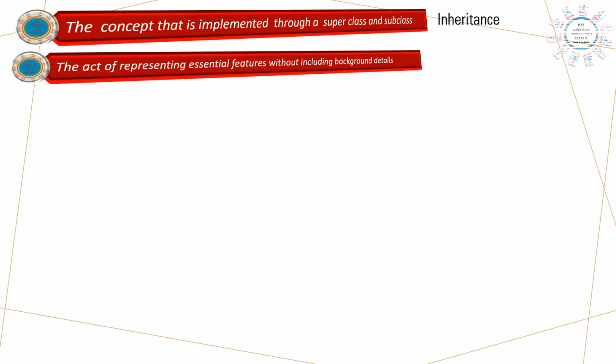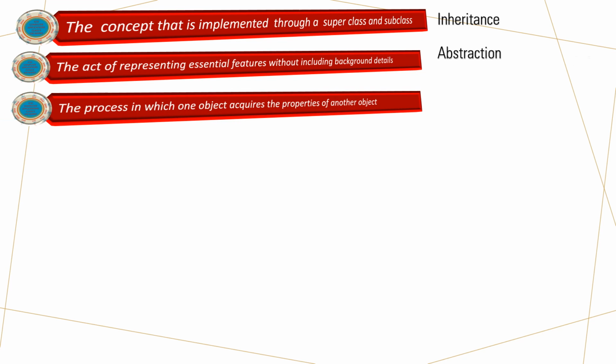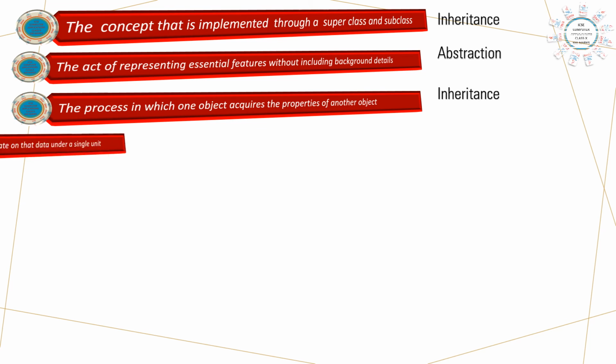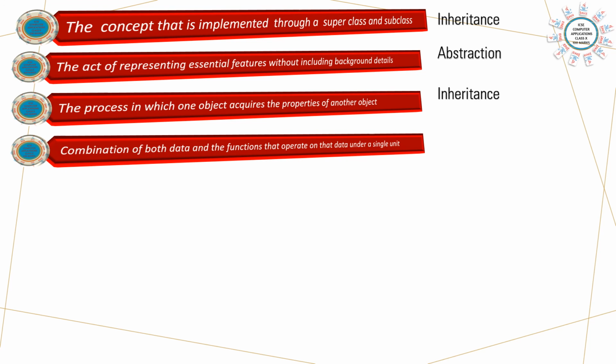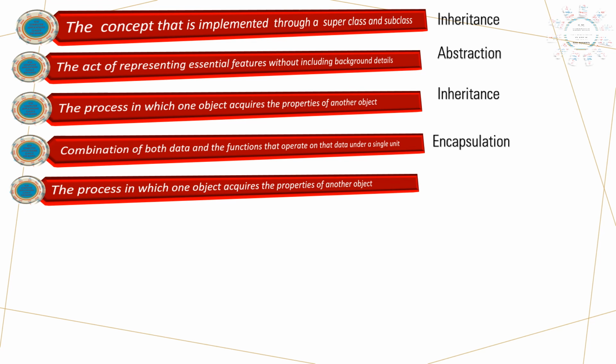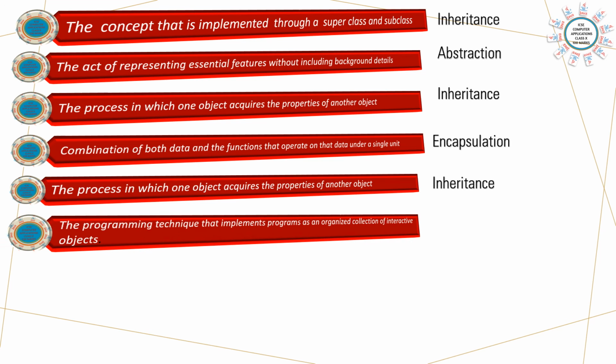And now, one word answers. We can see the concept that is implemented through a superclass and subclass. So the answer is inheritance. The act of representing essential features. So we can say abstraction. Process in which one object acquires the properties of another object. Inheritance. And combination of both data and functions that operate on the data under a single unit. Encapsulation. Process in which one object acquires the properties of another object. It is inheritance. And programming technique that implements a program as an organized collection of interactive objects.